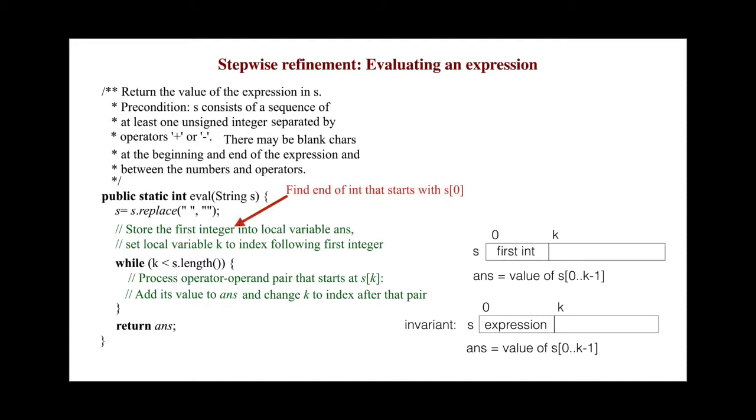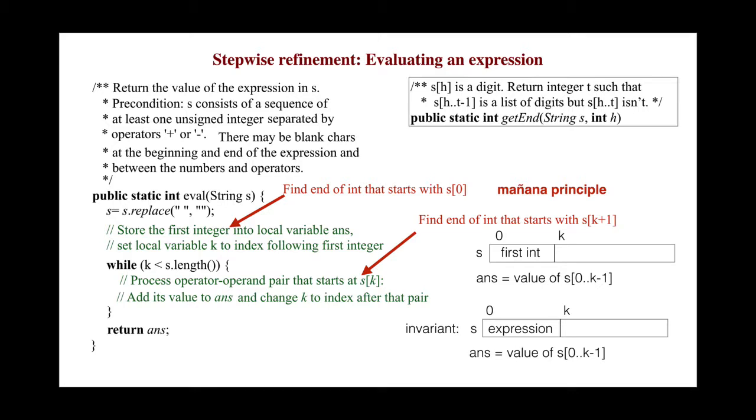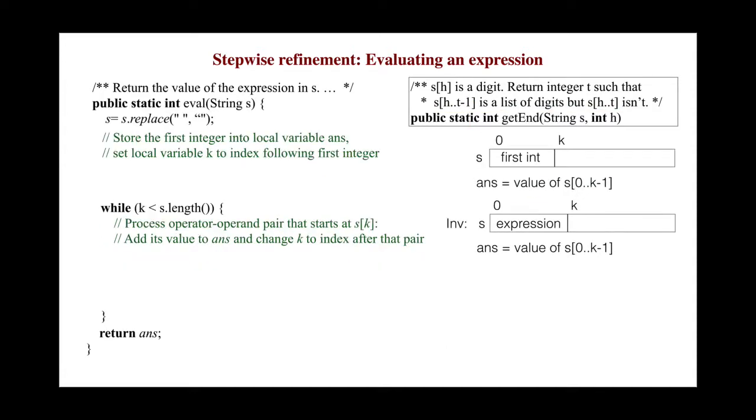The first statement comment requires finding the end of the integer that starts at s sub 0. The second one requires finding the end of the integer that starts at s sub k plus 1, after the operator. The same kind of task must be done in two places. So, we use the mañana principle and write a function header and specification, to be written later. It is given the string s and an index h. Character h is a digit, and the method should return the index following the last digit of the integer that begins in s sub h.